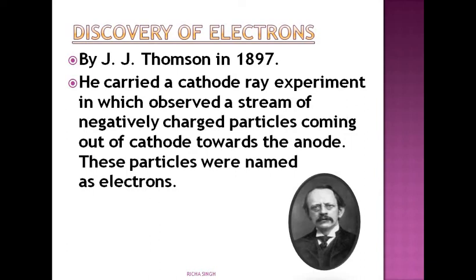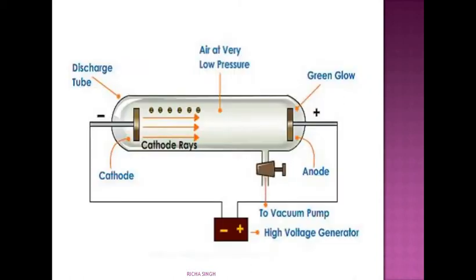First is the discovery of electrons. Electrons were discovered by J.J. Thomson in 1897. Okay, how did he discover them? Let's see the experiment also. He took a discharge tube. What is a discharge tube?